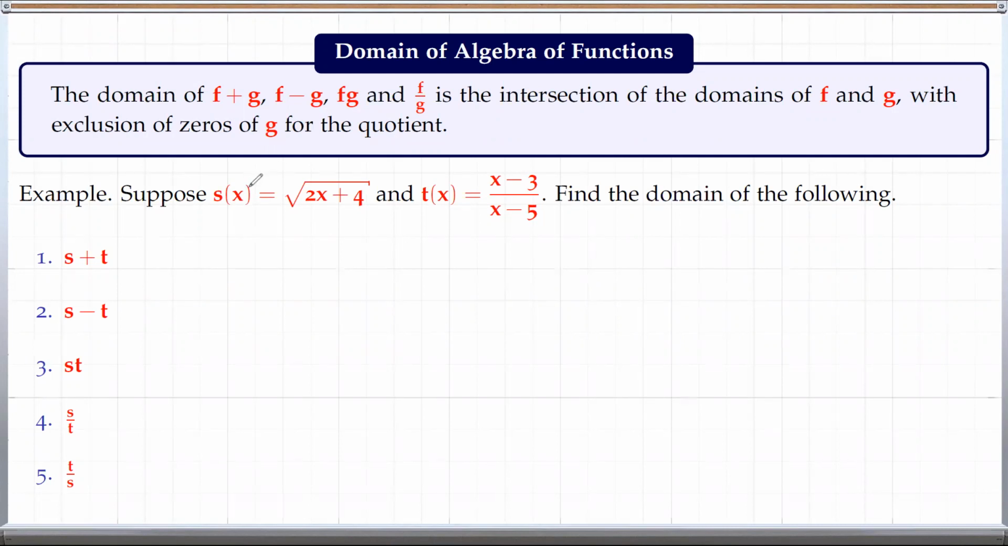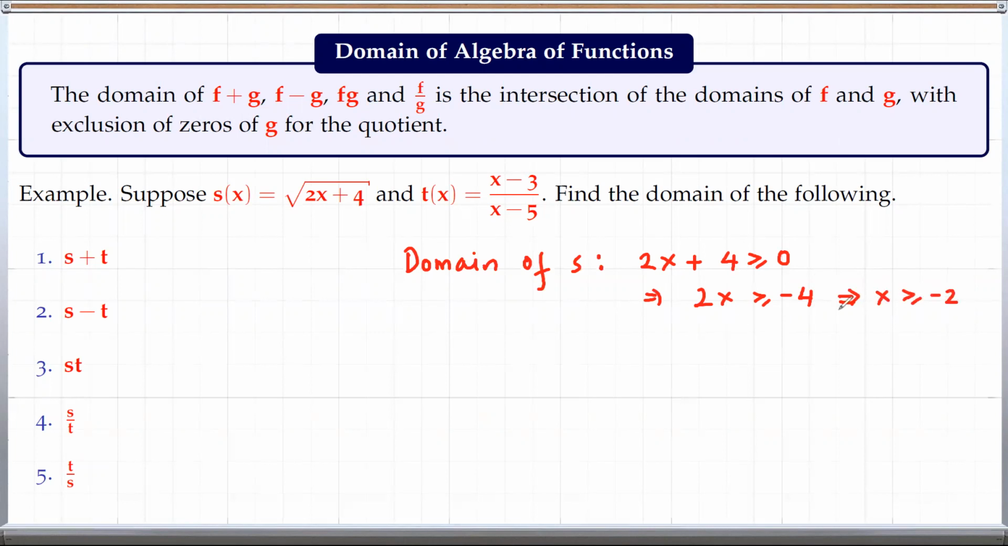First, we want to figure out the domain of s and the domain of t. So for the domain of s, we need to make sure what we have under the square root is non-negative. So we want to make sure 2x plus 4 is greater than or equal to 0, which means 2x is greater than or equal to negative 4 if you subtract 4 from both sides. And if we divide both sides by 2, we get x is greater than or equal to -2. So this is the domain.